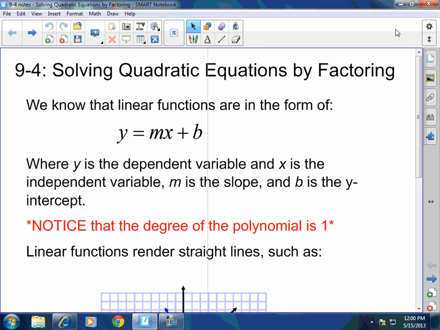All right, guys, welcome back. We're going to continue with quadratics, of course. And today, though, I think we're going to really start to see things come together. We're going to use the factoring method to solve quadratic equations.